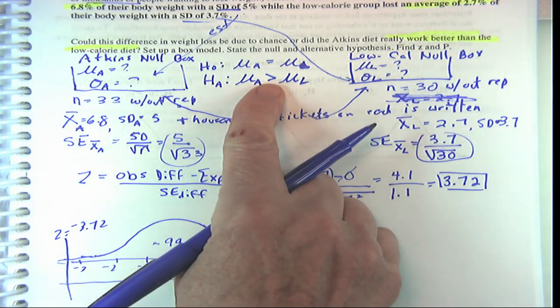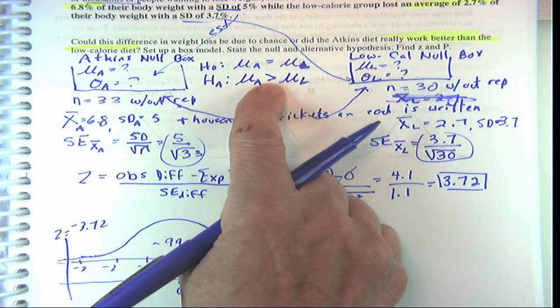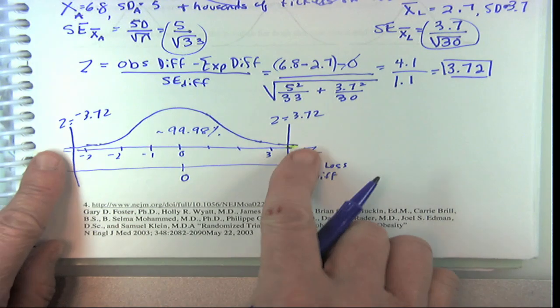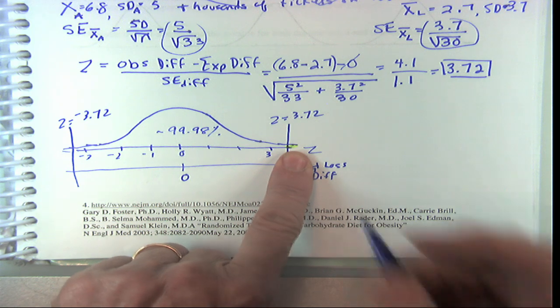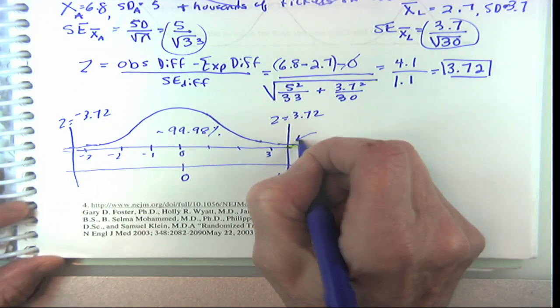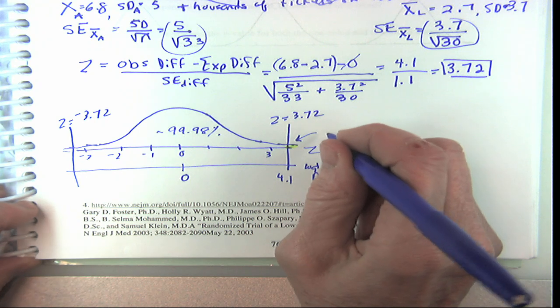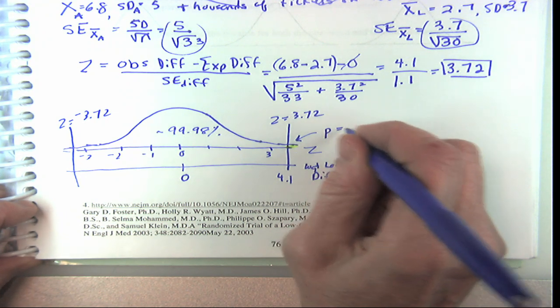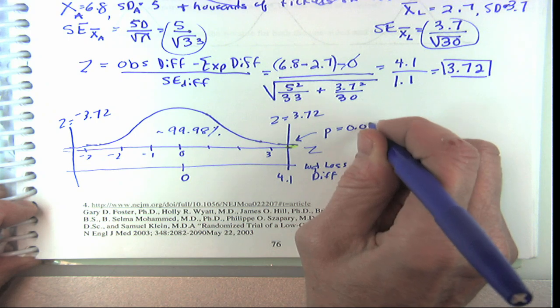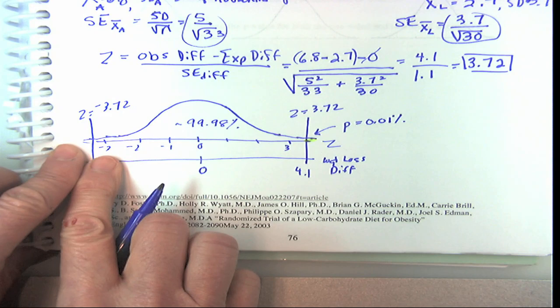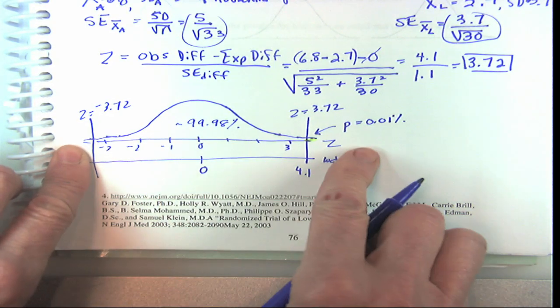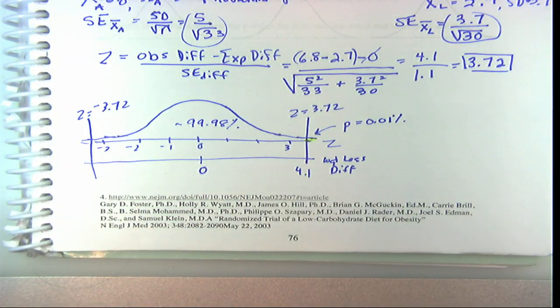If we had had a non-directional alternative, we just thought they were different, that's two-sided, two-tailed, and we'd have to include both tails. But because we specified a direction, we're just looking at this right here. And that, of course, is the p-value, which is 0.01%. And it's 0.01 on the other side as well, because it has to add up to 100. So, any questions so far?